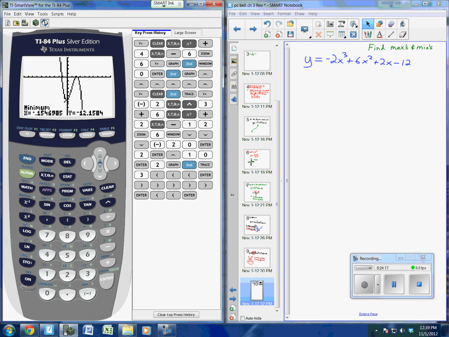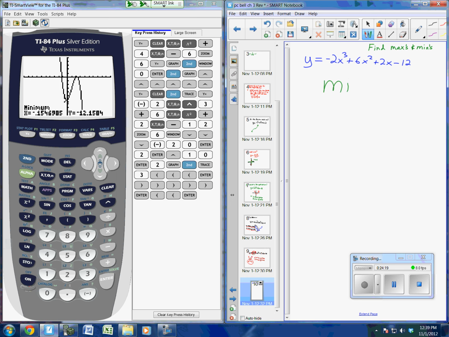Okay, so there's a min at negative 0.15, comma, negative 12.16 if you round it to the nearest hundredth. I saw some answers that were just a little bit off that, so I'd like you guys to round it to the nearest hundredth on the test. Got that?